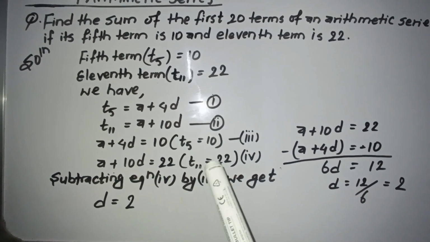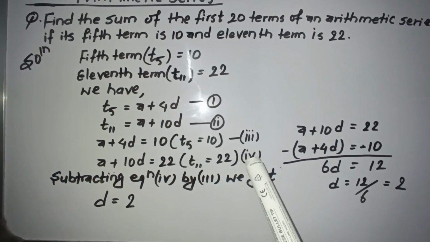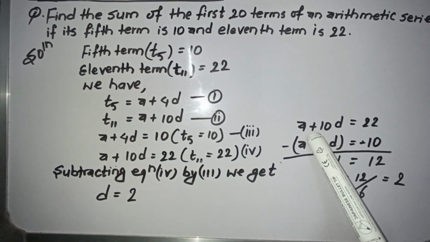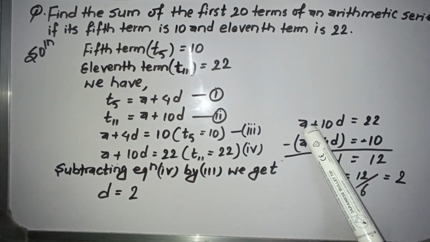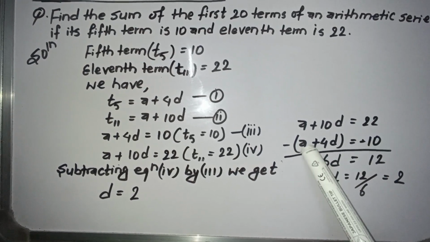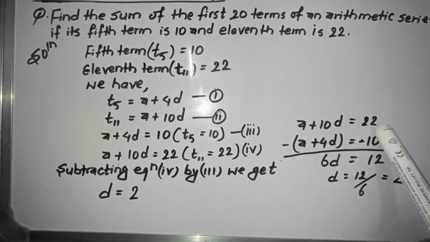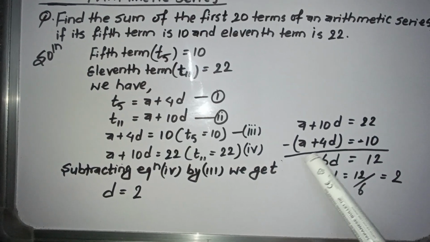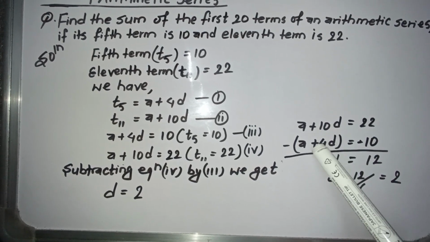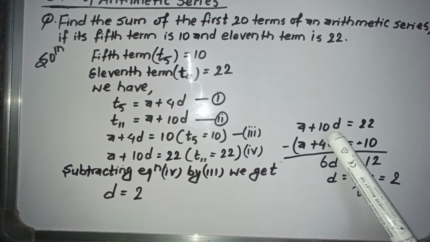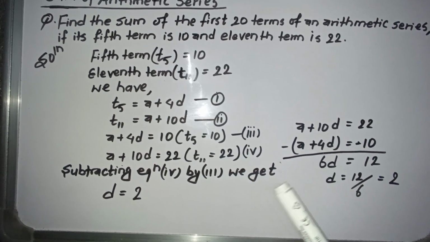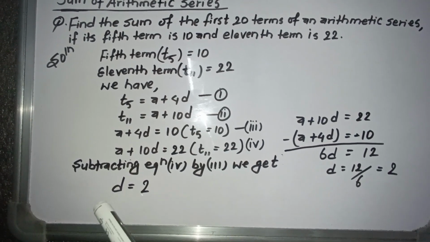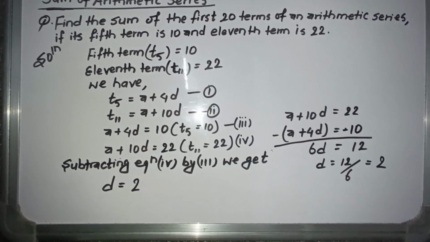And subtracting equation third from fourth, we get d is equal to 2. Here is how we subtracted. a plus 10d is equal to 22 minus a plus 4d is equal to 10. This is 12a minus a is 0, and 22 minus 10 is 12 and 10d minus 4d is 6d, equal to 12. And thus we get the value of the common difference d is equal to 2.